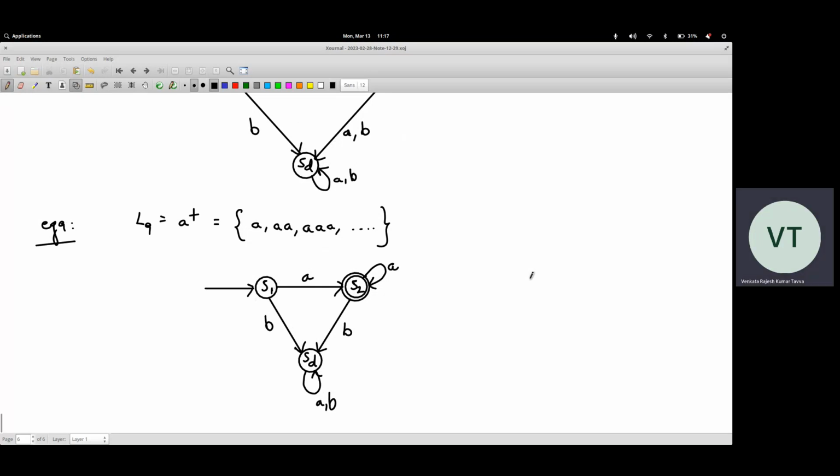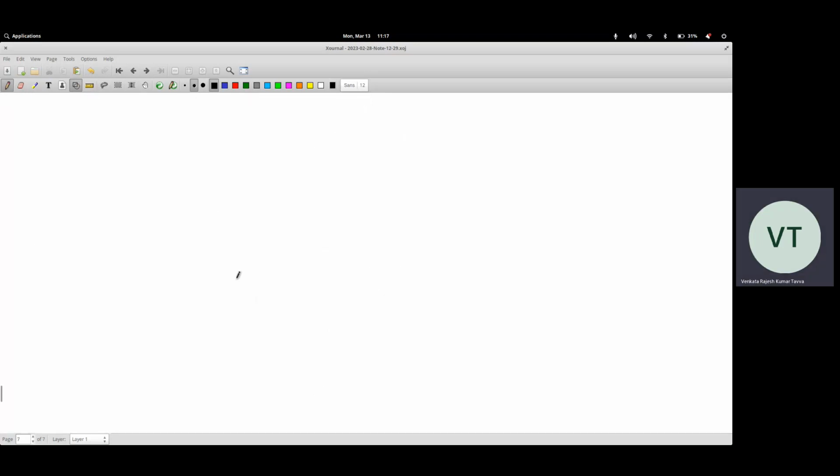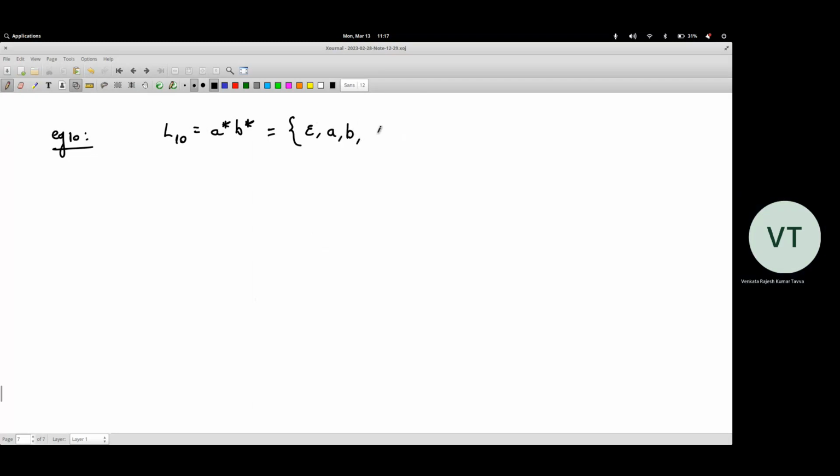All right. Now, last example. A star, B star. That is 0 or more A's followed by 0 or more B's. So what kind of strings does it accept? What is the first string that it will accept? Empty string or epsilon. Then A. Then B. Then if you go in shortlex order, first all the strings of length 0, there is only one string, epsilon. Then strings of length 1, A and B.